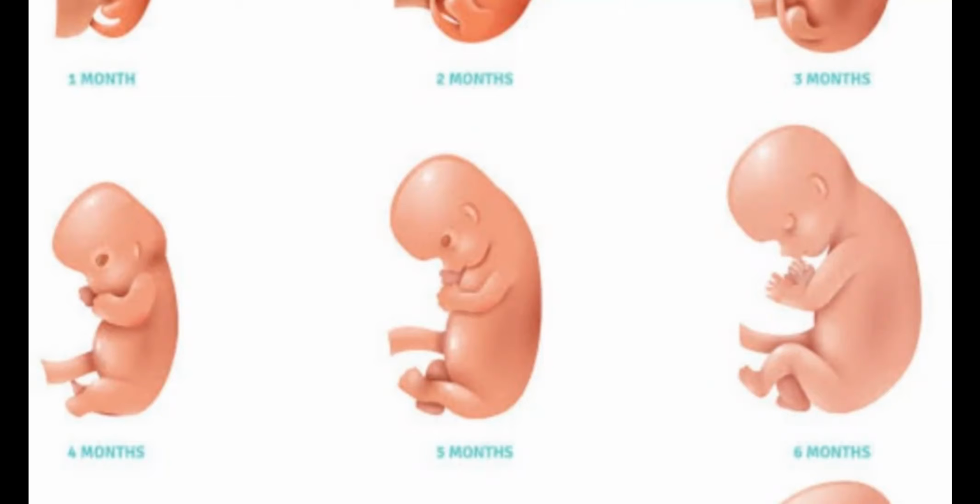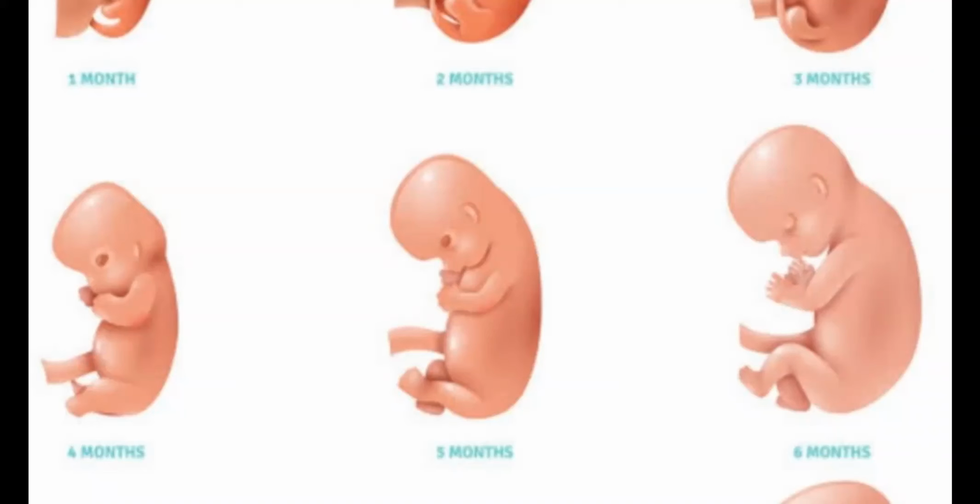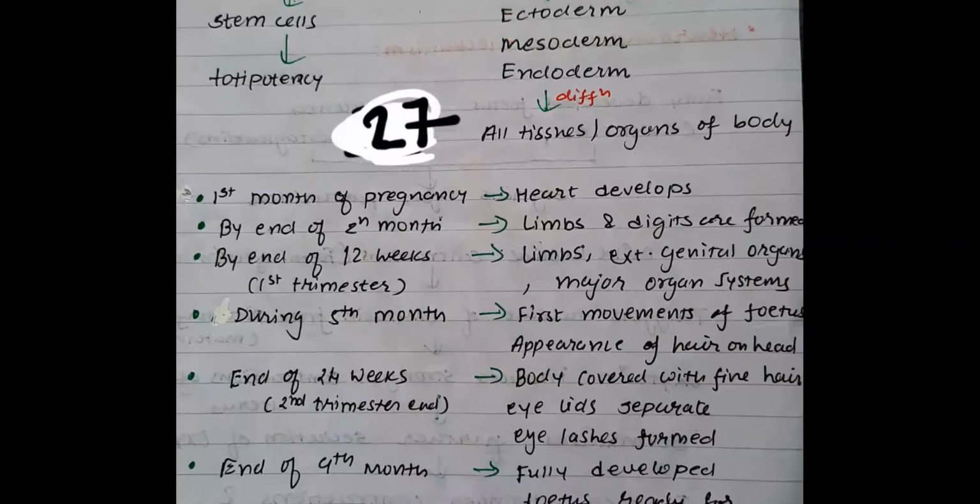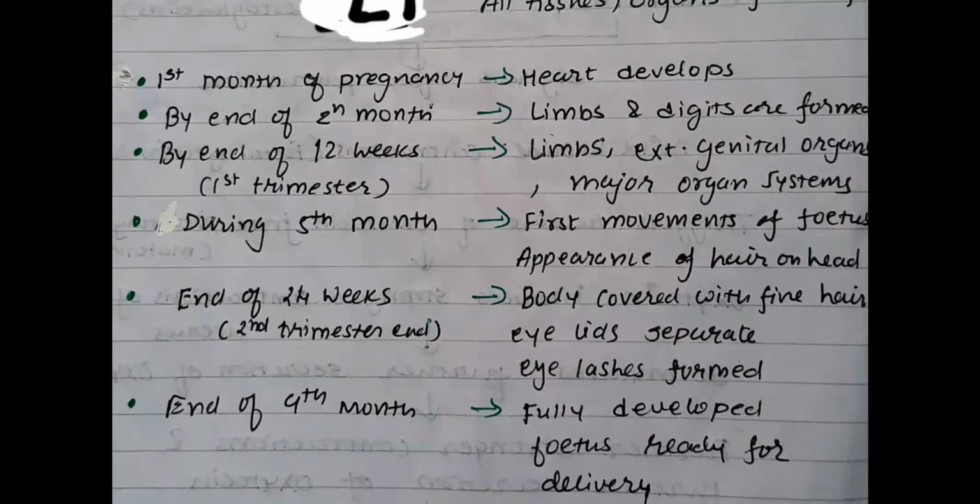Entire head region will show the presence of hair over there. So in the head region, hair presence will be seen. Obviously, in a sonography, one can make out this thing. High digital sonography में ये सब चीजें दिखती है यहाँ. So during the 5th month, the first movements of fetus and appearance of hair on the head.